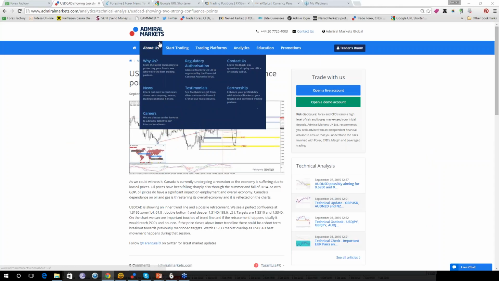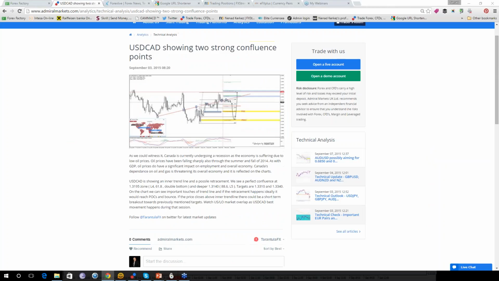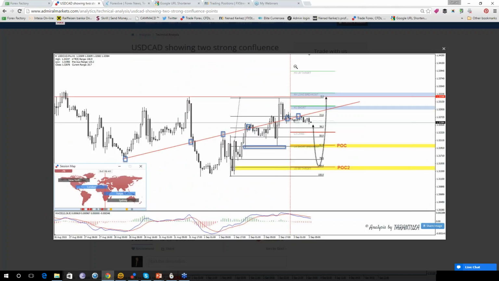This was the analysis basically, and what happened is, guys, I hope that you have taken this trade. It was very, very clear. It was a great trade setup. It was an excellent setup here. Okay, 1, 2, 3, 4, 5, 6 touches here, and down we went.